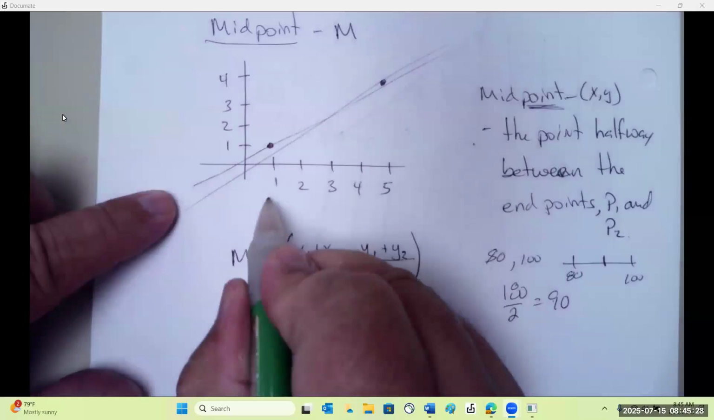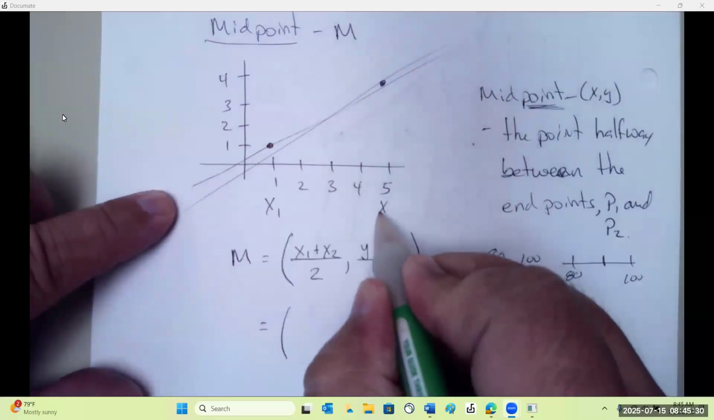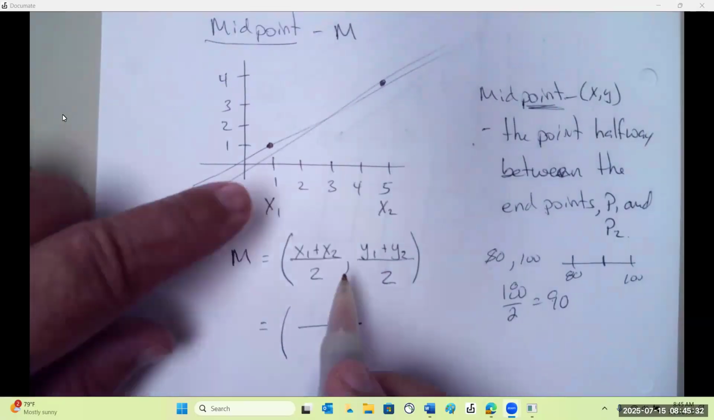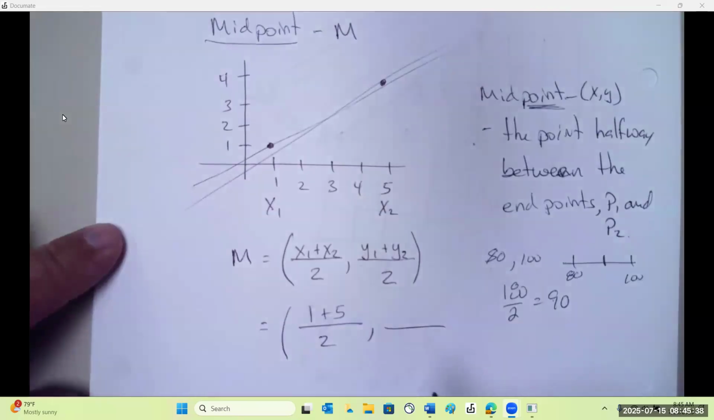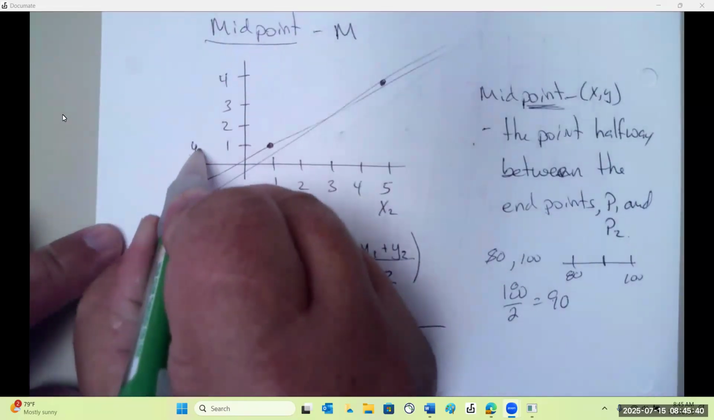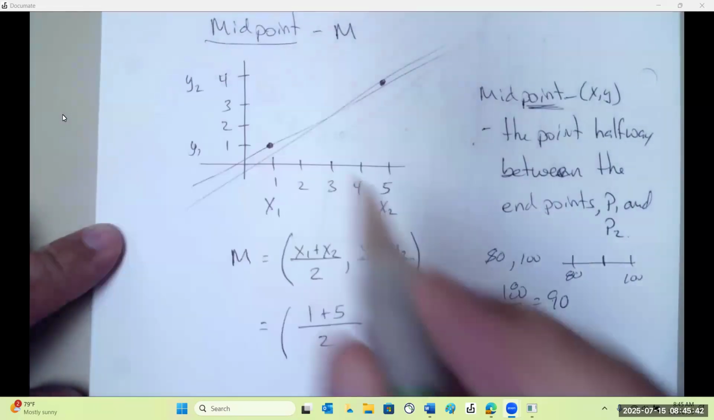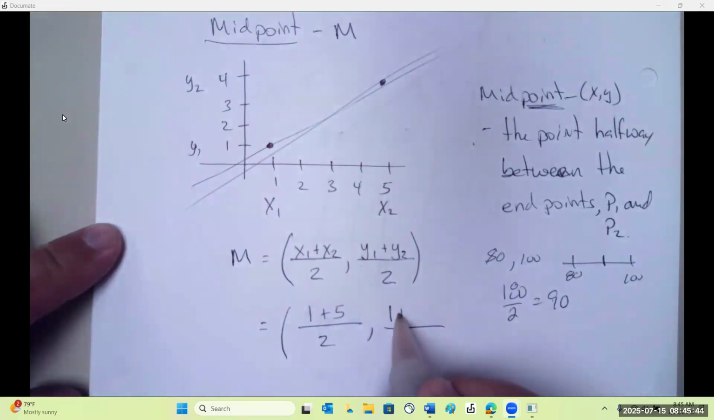So in this one, here's our first one. This is x1, this is x2. So I can put those in there. 1 and 5, 1 plus 5 over 2. This is my first point, and this is my second point for the y values. So it's 1 plus 4 over 2.